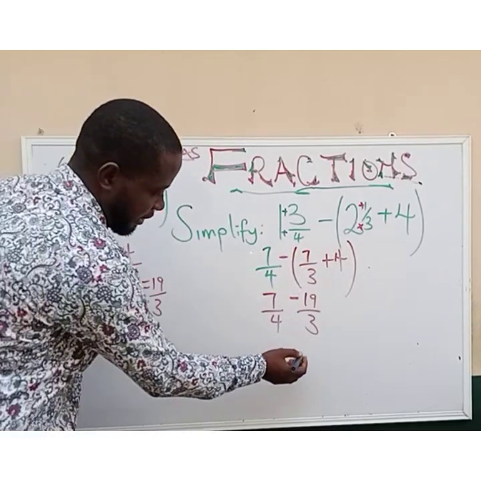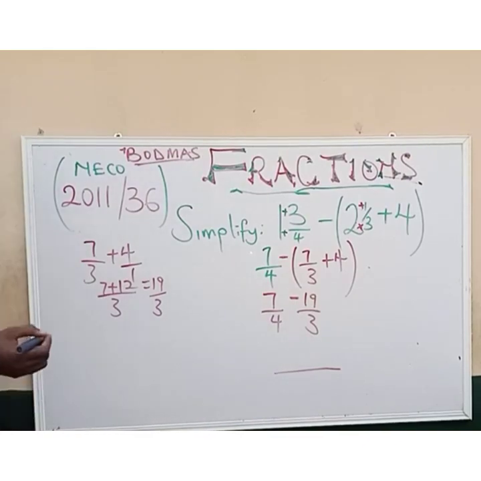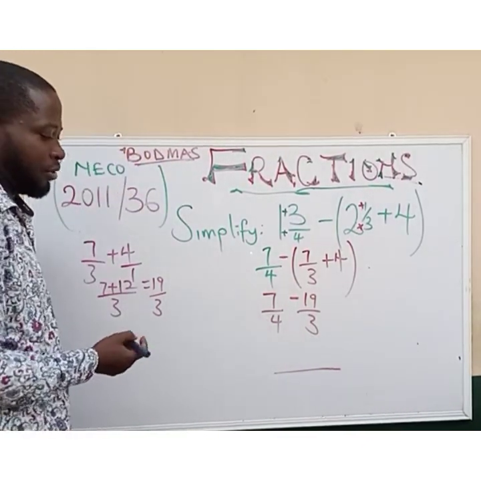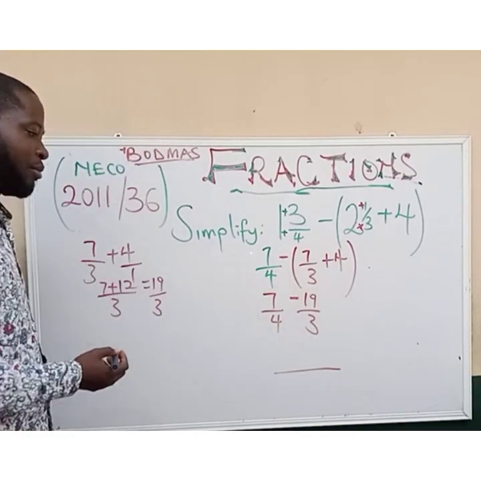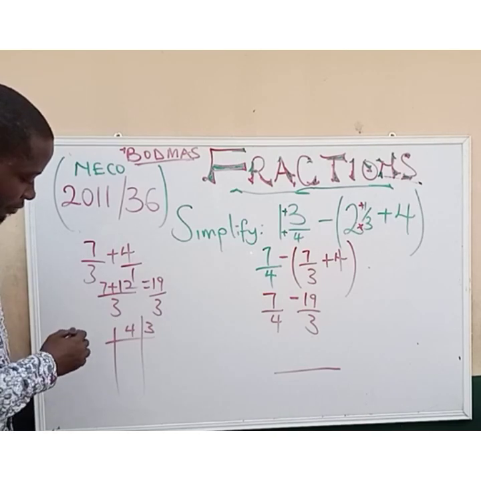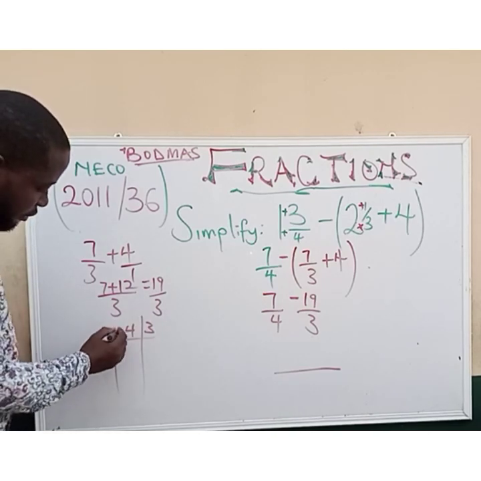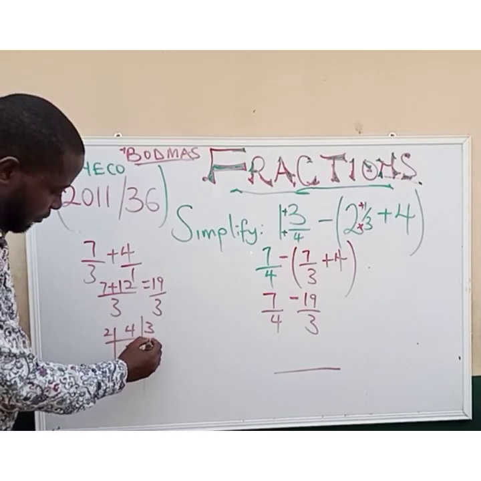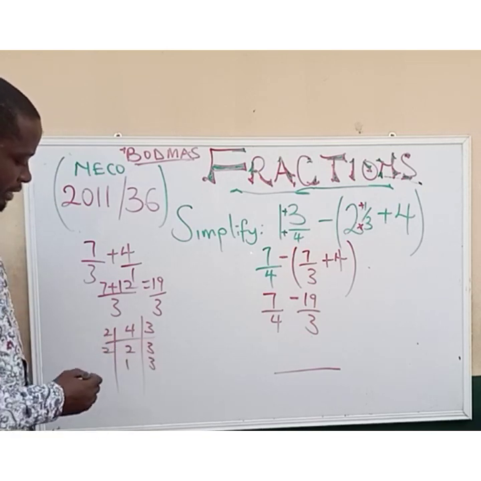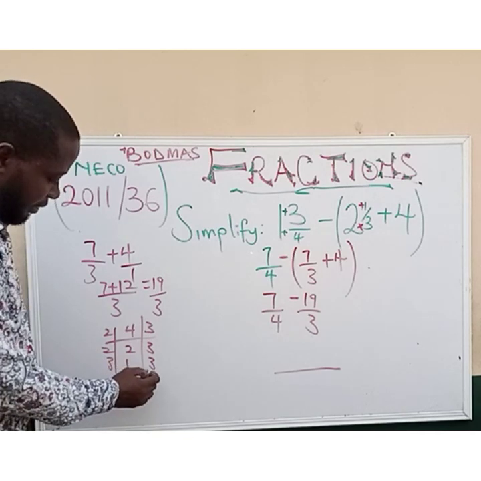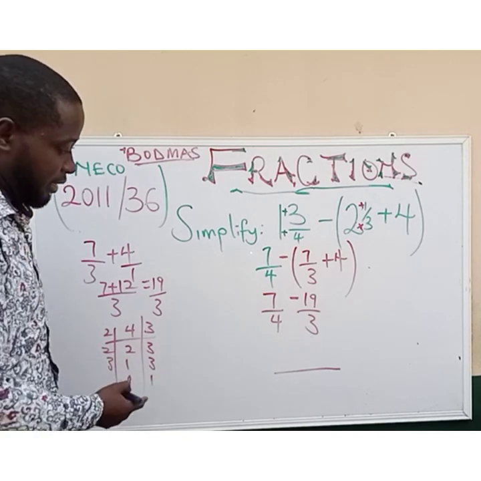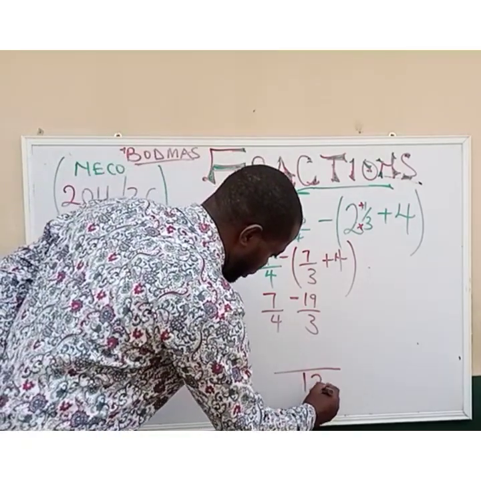Now, the next thing is to find the LCM of the denominators. So what are the denominators? We have 4 and 3. The LCM of 4 and 3 will give us, okay, let's quickly find this. So in 4, we have 2. You bring down your 3. 2 in 2, 1. Bring down your 3. Then 3. Then we have 2 times 2 times 3, and that is going to give us 12.